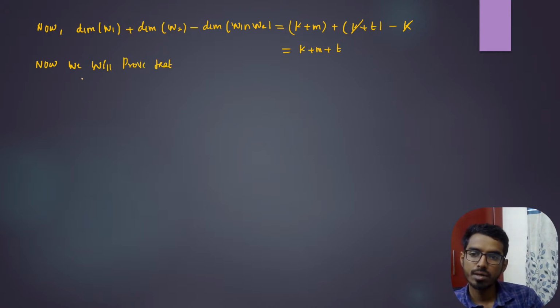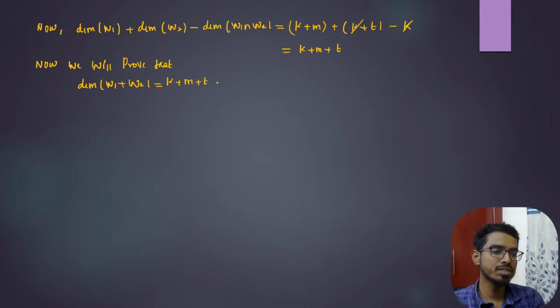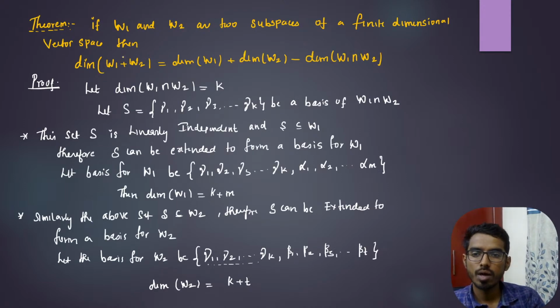Now we will prove that the dimension of W1 plus W2 is also equal to k plus m plus t. See, I'm just showing LHS equal to RHS. Sorry, I have assumed that the dimension of W1 intersection W2 is k, right? I think I said dimension of W1 plus W2 is k by mistake. The dimension of W1 intersection W2 is k.